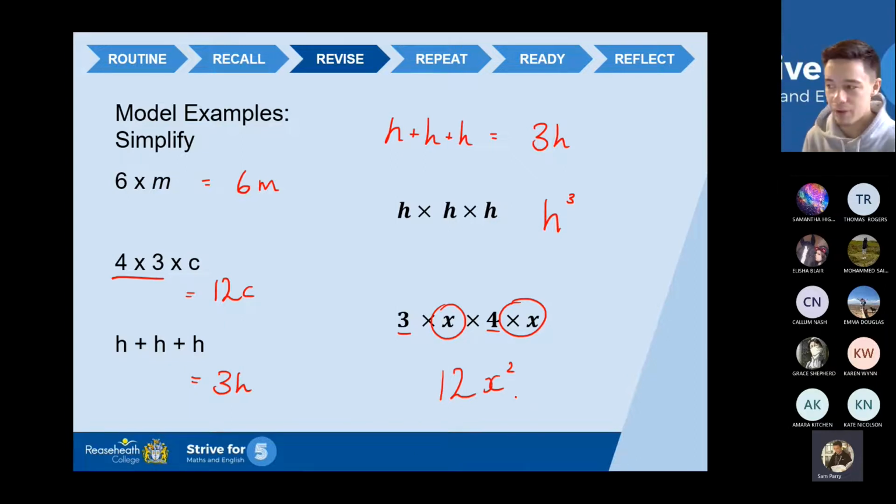Okay, so that's how we simplify. Because I don't know, in the exam, it could be a nice little simplify one mark where it'll just say simplify h plus h plus h. 1 mark, put your answer in, move on. So it could be that. So we're going to practice that now. I want to see what you guys can do.